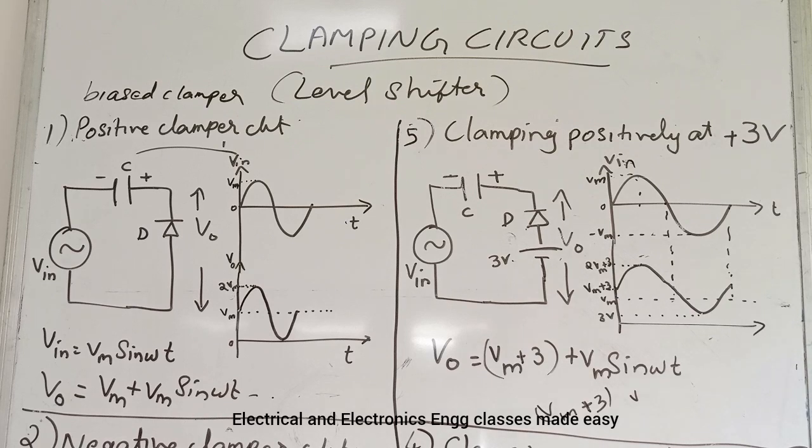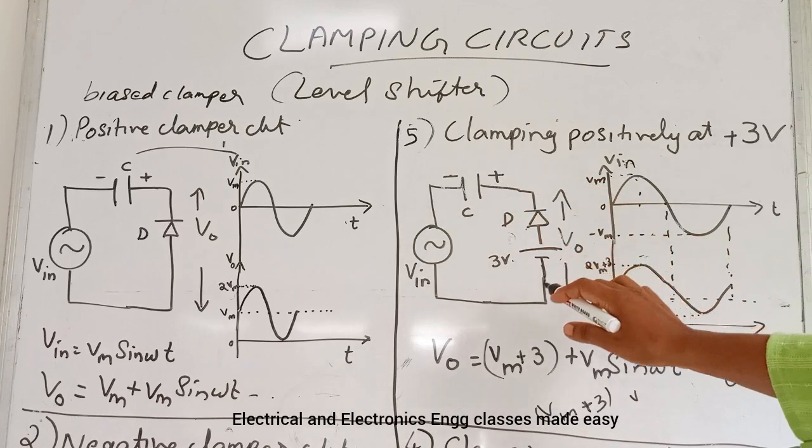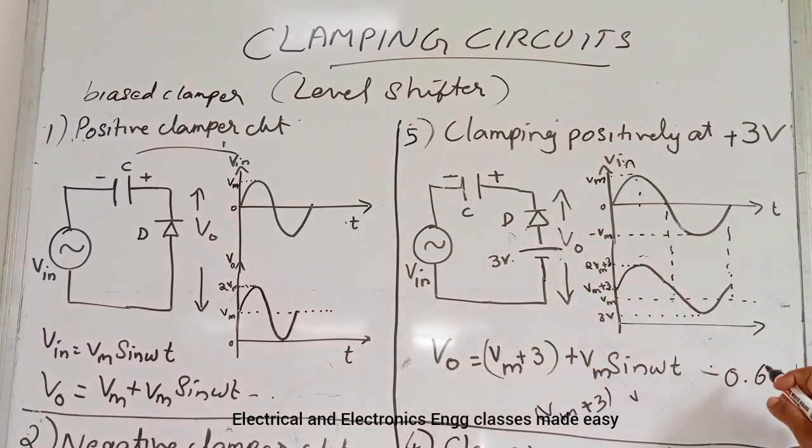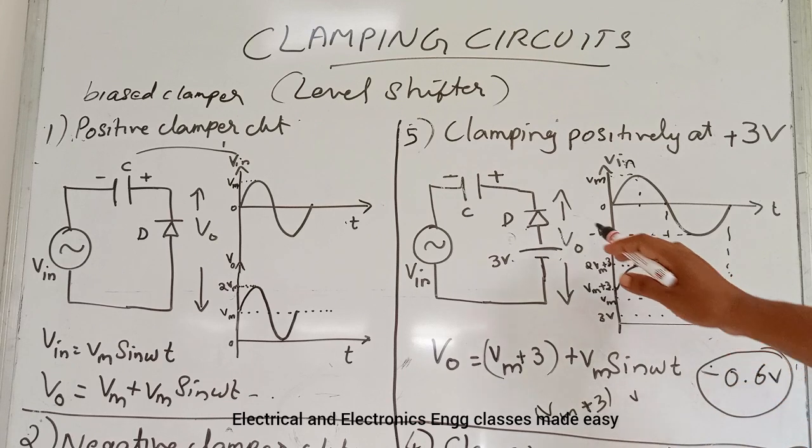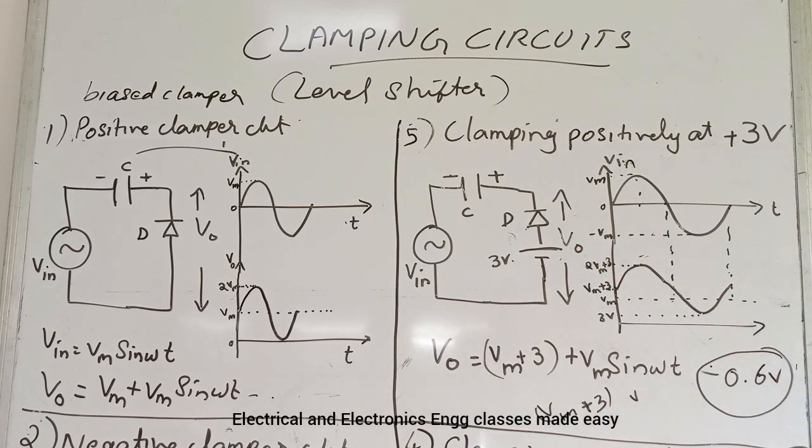And if we consider the voltage drop across this diode, we have to take minus 0.6 volt, because in positive half cycle this is minus, we have to consider minus 0.6 volt. So in practical case we have to consider the voltage drop across this diode, and it will be minus 0.6 volt, that is 3 minus 0.6 volt will be here. So this is the case for clamping positively at plus 3 volt.